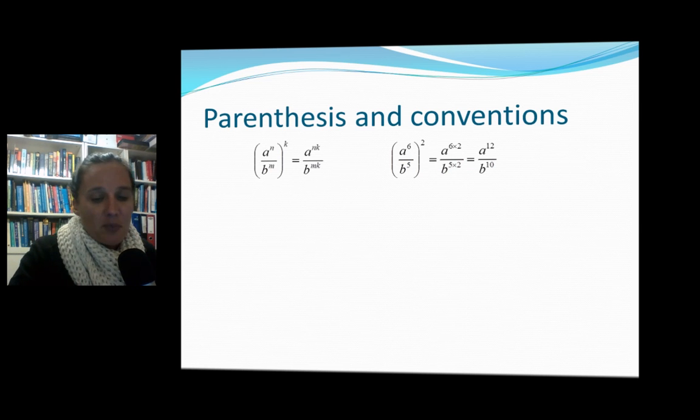So the same works with our fraction here. Our k applies to here, and we multiply them together. So a to the power of nk and b to the power of mk. Our example here, we have a to the power of 6 over b to the power of 5 all squared. We apply this to both parts. We get a to the power of 6 times 2 is a to the power of 12, and b to the power of 5 times 2 is b to the power of 10.